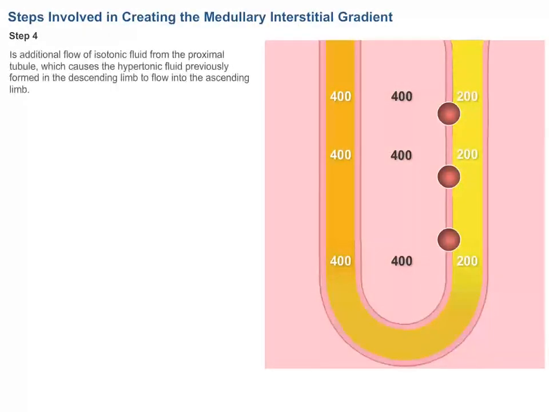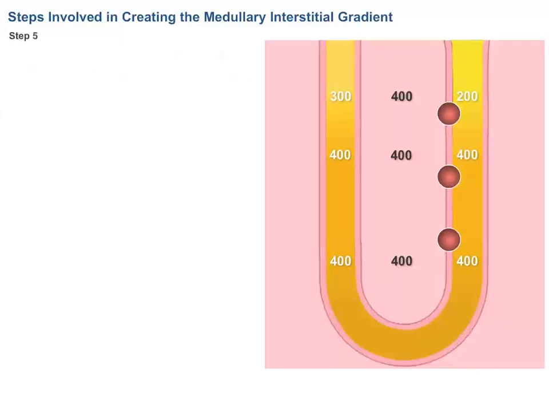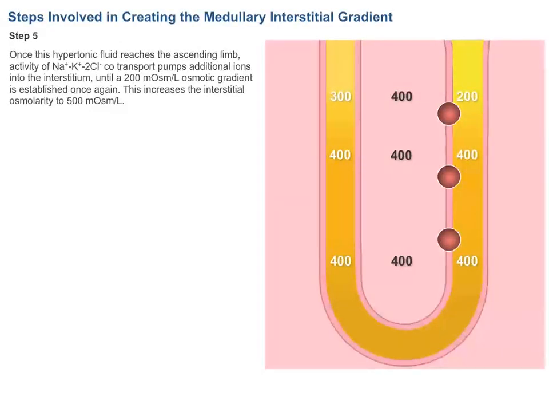Step 4. Step 4 is additional flow of isotonic fluid from the proximal tubule, which causes the hypotonic fluid previously formed in the descending limb to flow into the ascending limb. Step 5. Once this hypotonic fluid reaches the ascending limb, activity of sodium-potassium-chloride cotransport pumps additional ions into the interstitium until a 200 milliosmoles per liter osmotic gradient is established once again. This increases the interstitial osmolarity to 500 milliosmoles per liter.